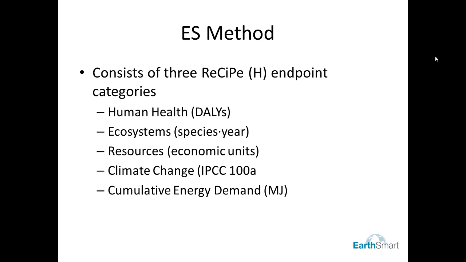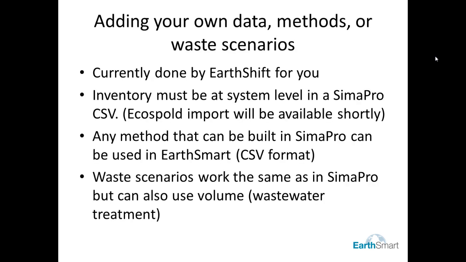EarthSmart is set up with the ES method as the default. The ES method consists of the 3 ReCiPe endpoints, the IPCC 100-year climate change indicator, the water category from ReCiPe midpoint with global normalization, and cumulative energy demand. We have found that these 6 indicators give users a set of indicators that they can use and understand at a high level. Other methods are available depending upon your EcoInvent license.